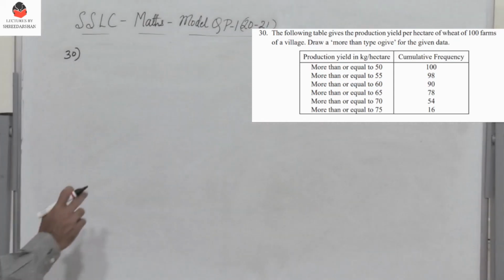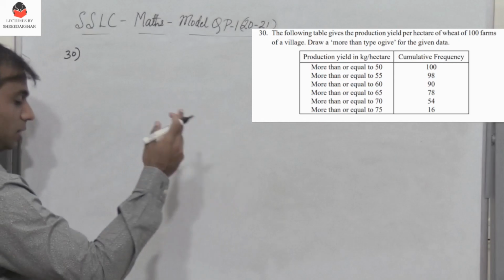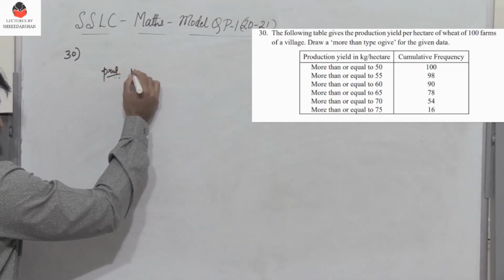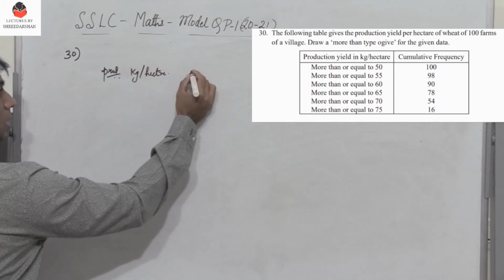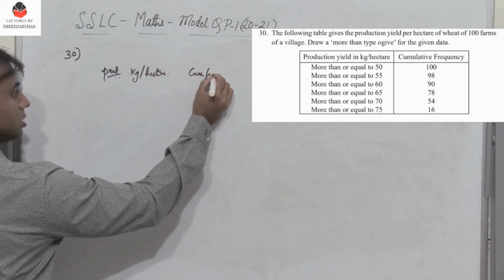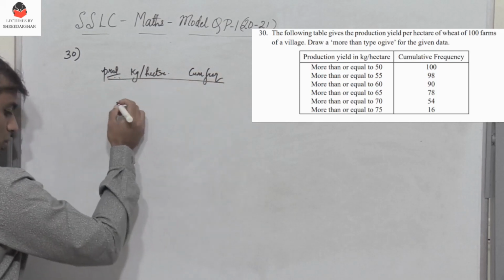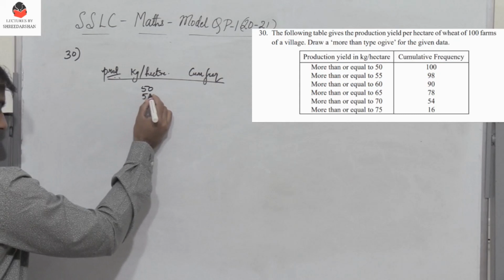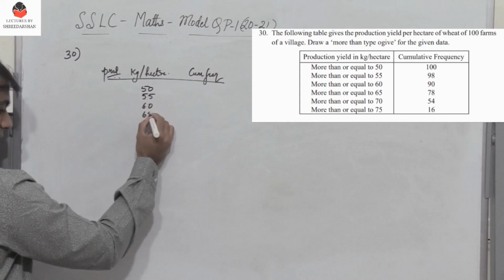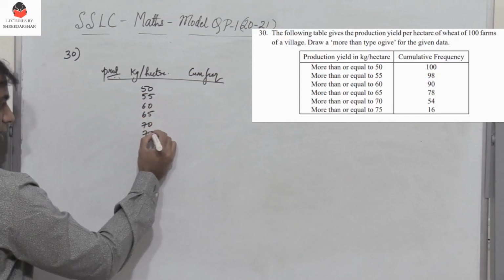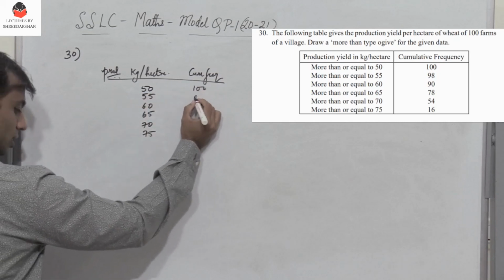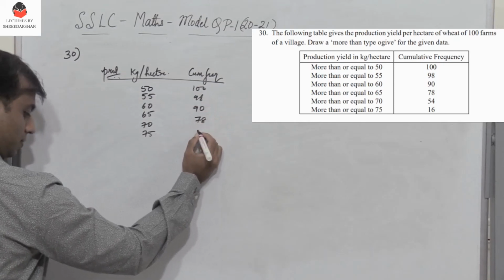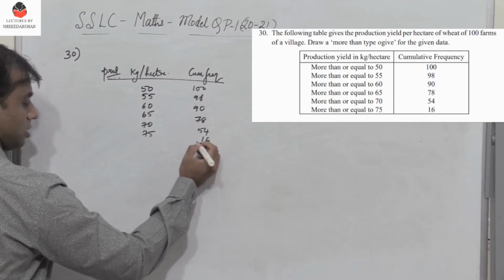So when you look, you actually have the production yield in kg per hectare, and you have the cumulative frequency, isn't it? And then you have more than or equal to 50, 55, 60, 65, 70 and 75. And this is going to be 100, 98, 90, 78, 54 and 60.